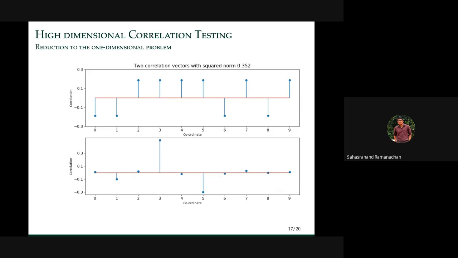So here I have plotted coordinate on the x-axis and correlation on the y-axis for two correlation vectors. Both have energy 0.352. But in the top case, the energy is more or less equally distributed. So we can apply that strategy, where you pick the first coordinate and test if the first coordinate of x and y have a correlation greater than tau square over d, or is it zero. The one-dimensional test works.